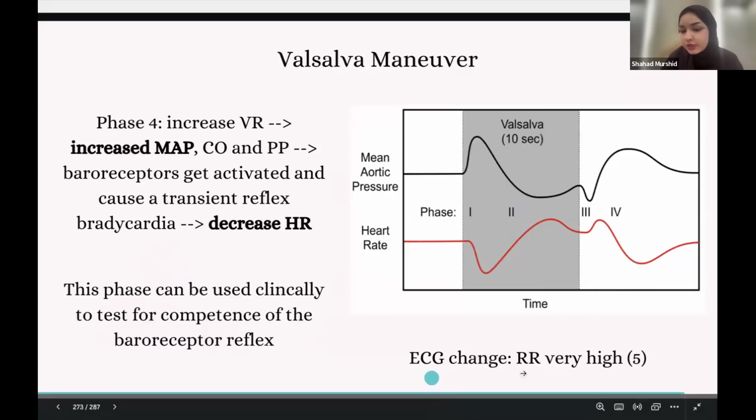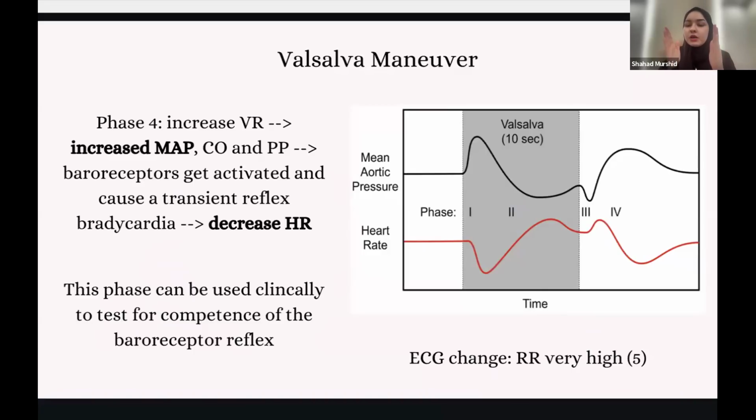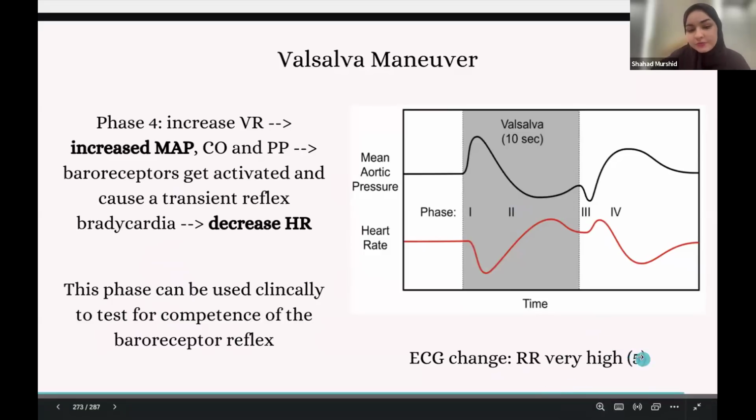And the ECG change at this point is very high, obviously, because you have a very long distance between the R and the R. So you have bradycardia. So here it's about 5.